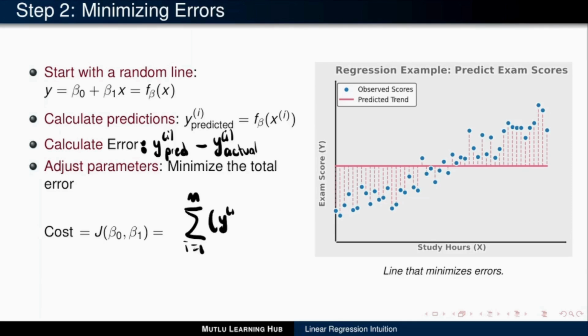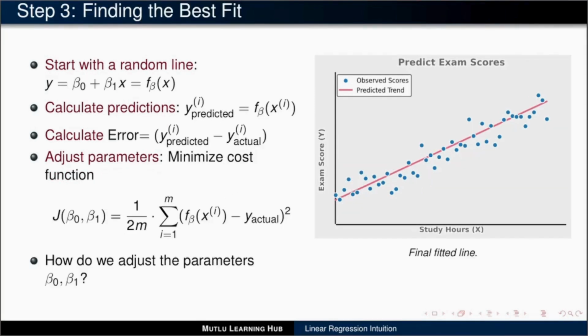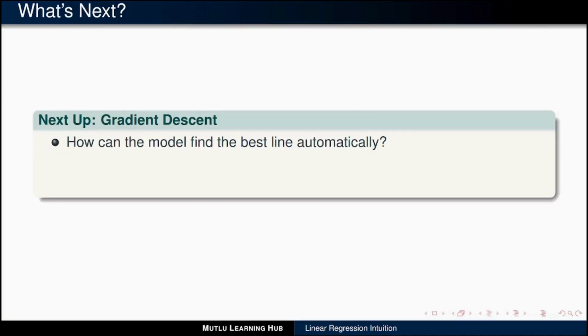Here is the error, y prediction minus y actual. And then we divide this sum by 2m. And we get what's called the cost function. Our goal is to adjust the line, meaning to tweak the intercept and slope until this cost is as small as possible. Keep adjusting beta 0 and beta 1, recalculating predictions and updating until the cost function stops decreasing. At that point, we found our optimal parameters, and that gives us the final fitted line.